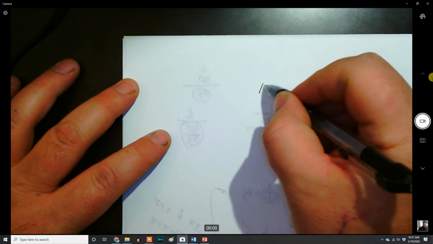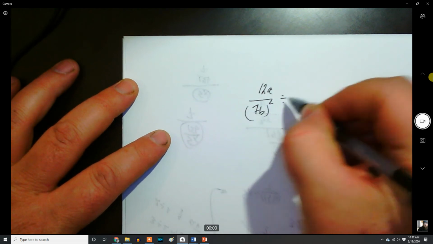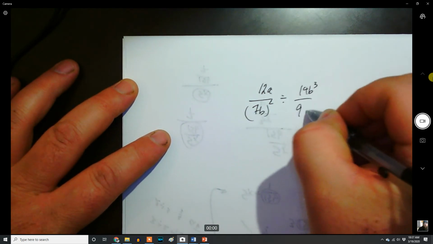Let's do two more examples. Let's talk about this one right here: 7b squared divided by 14b cubed over 9a.